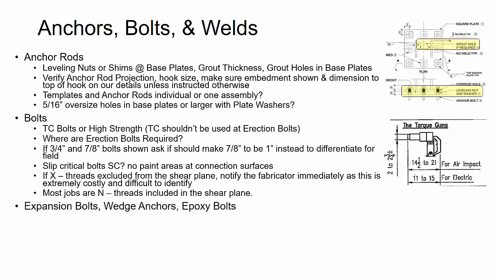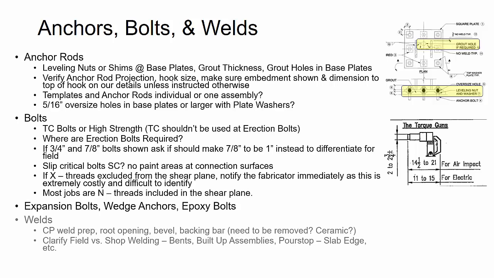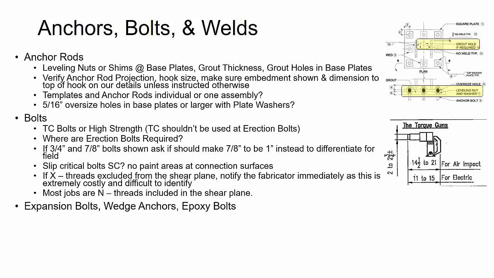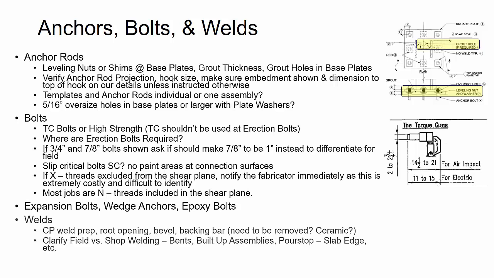Then expansion bolts, wedge anchors, and epoxy bolts. Now this gets a little bit tricky sometimes just because there are different manufacturers. Sometimes the engineer of record will actually specify a manufacturer and a very specific product number on the job. So you want to get that clarified with the fabricator and make sure that's what they want you to follow suit on, or if there's an alternate that they've RFI'd or that they're going to go ahead and procure, that you designate that however they need to on your shop drawings.